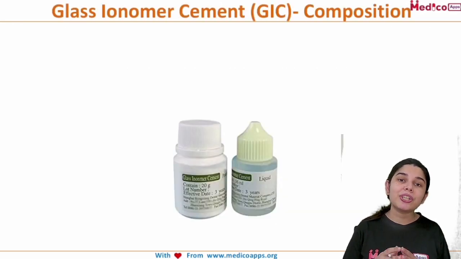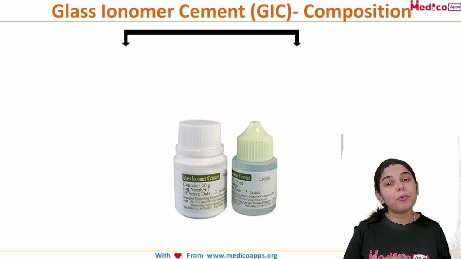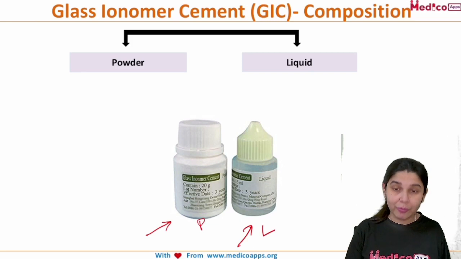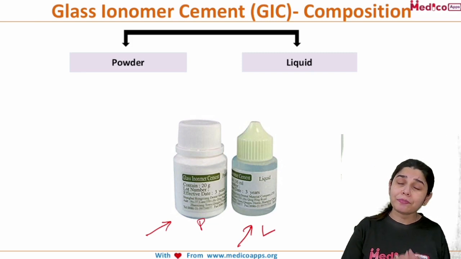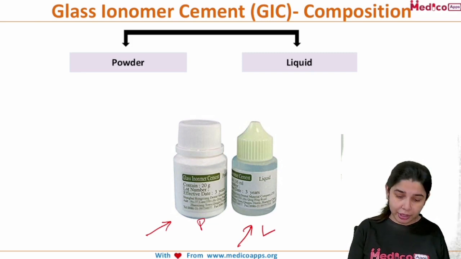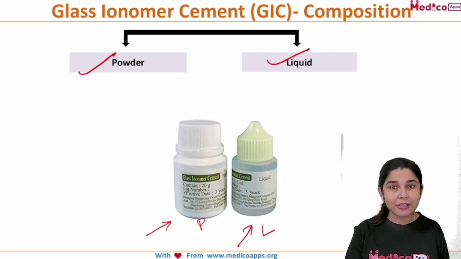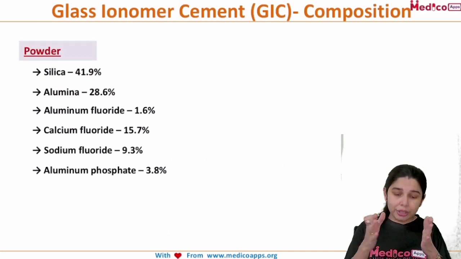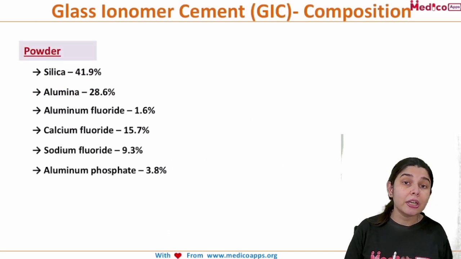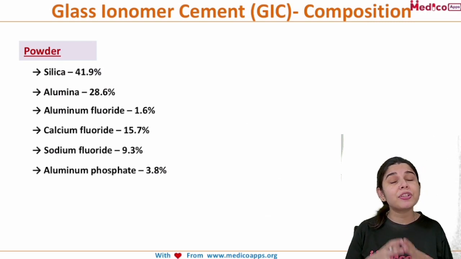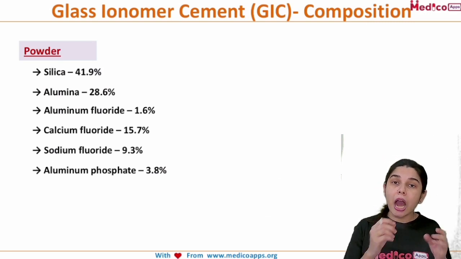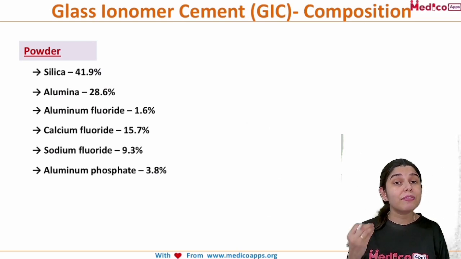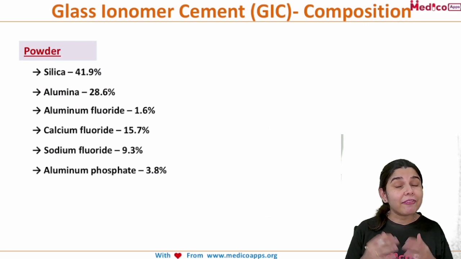Basically, the GIC or glass-ionomer cement is composed of powder and liquid. This is the powder, and this is the liquid, and this is how it is dispensed. We will first study the powder component, and then discuss the liquid component present in the glass-ionomer cement. These are the components of the powder. Along with the percentage of these components, you should also know the function of each of them, as they are very important.